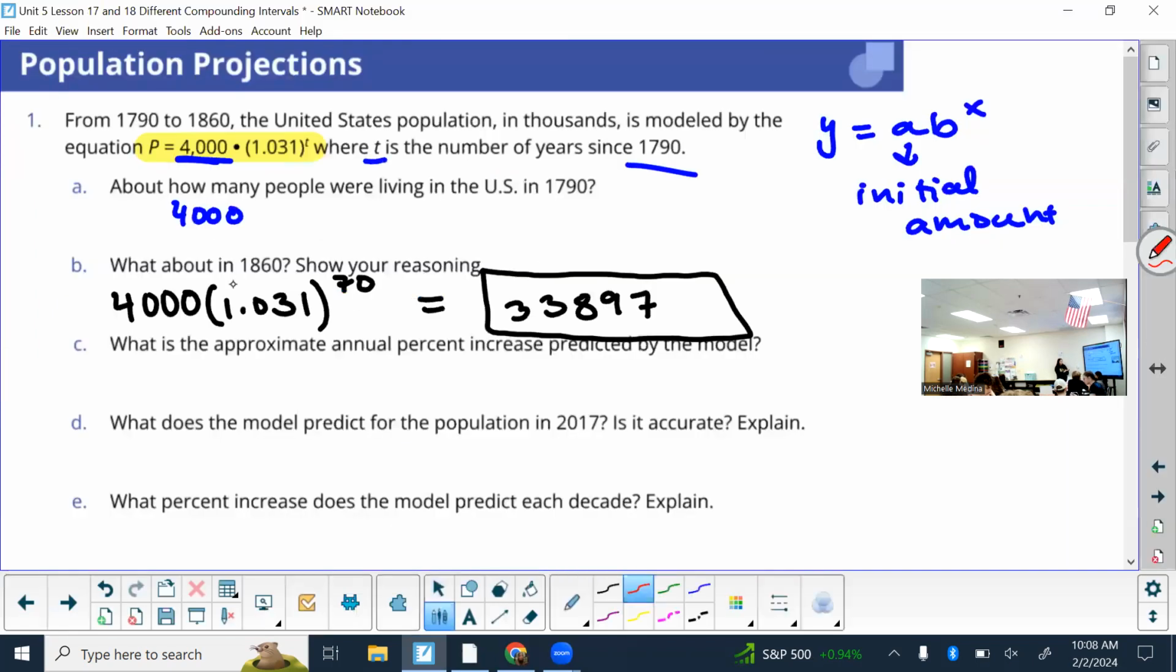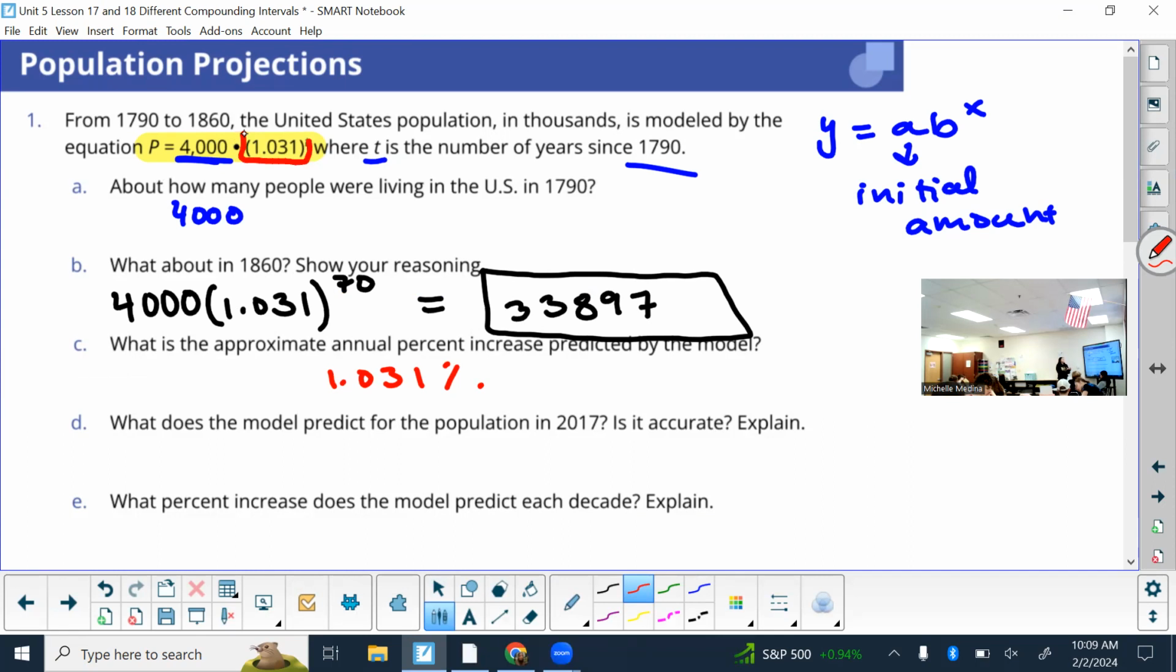Okay, so the way that it's phrased, is it that my percent increase is 1.031%? So here's a common mistake, and it will try to trick you like that on your test. This part of it is where we need to look.